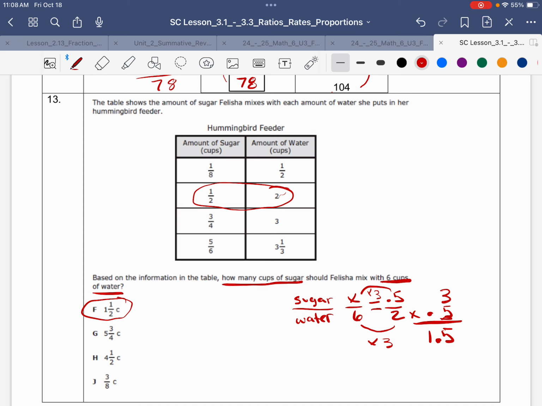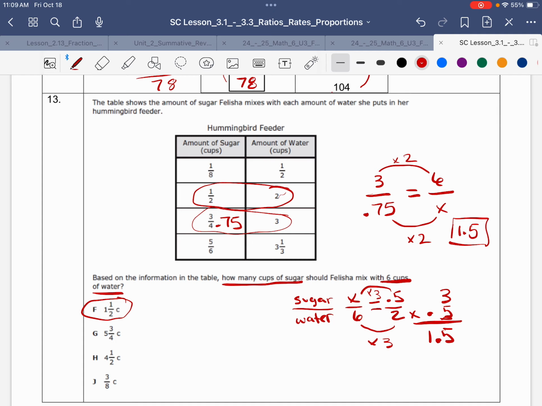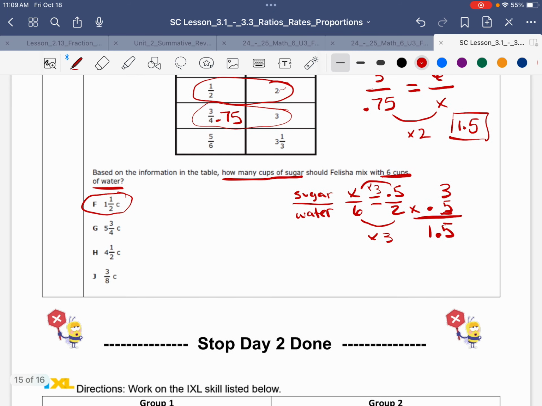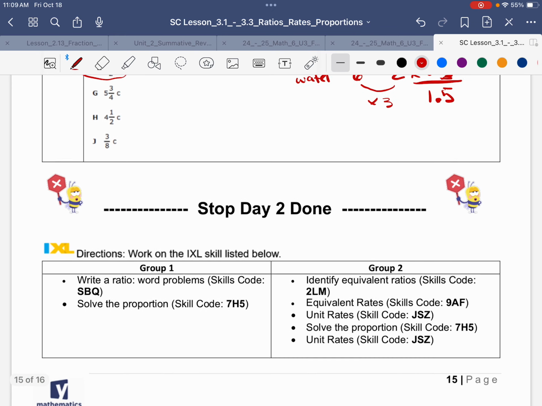All right. You also could have chosen this one here because, you know, this one was 3. So you could have set it up as 3 over 0.75, because this is 0.75, is equal to, and then 6, and then what's this? This would have been times 2, and this is times 2, which still would have given you 1.5. So either way, you just pick one of the ratios and set up your proportion. Okay? So that is it for those 2 questions.